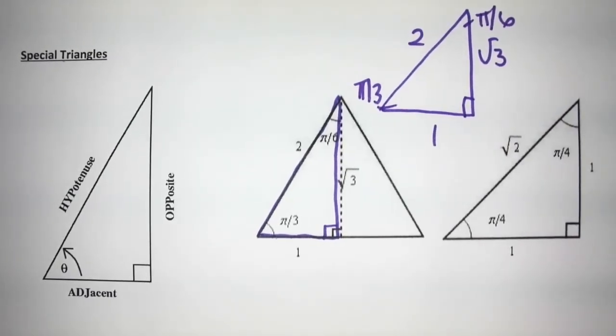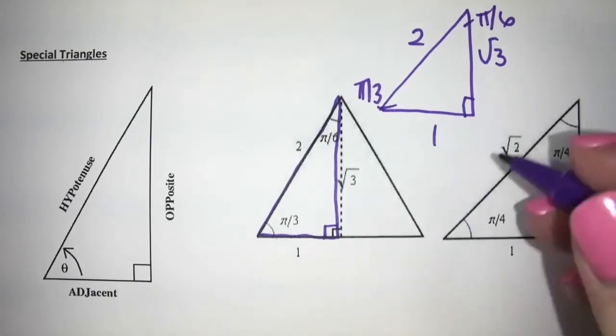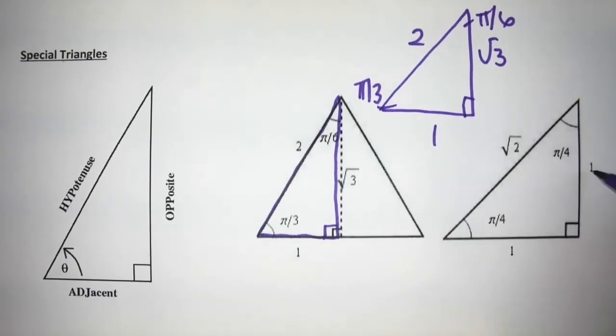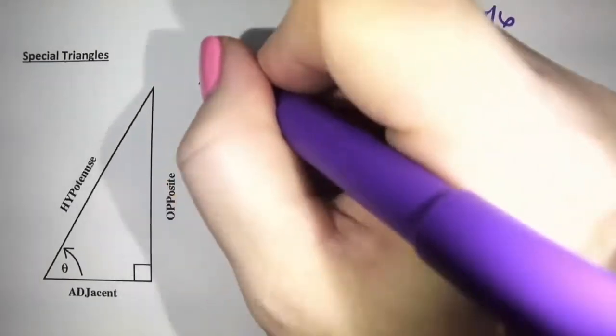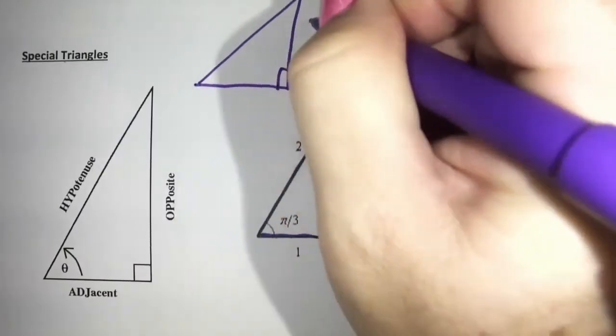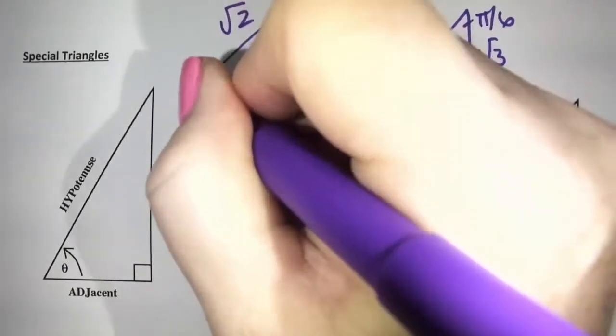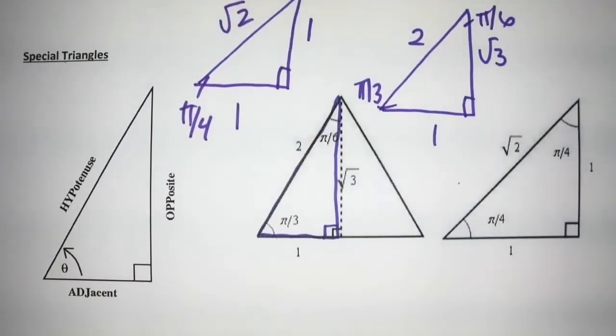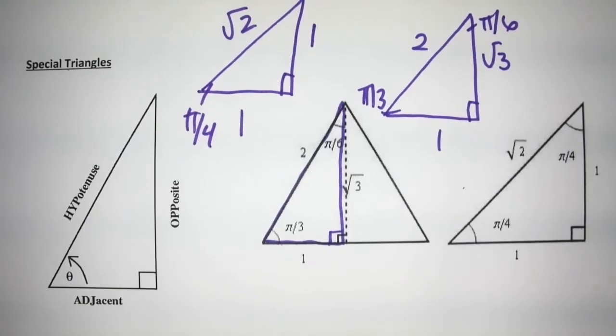The other one's a little easier because both angles are pi over 4. So this one, the angles are both pi over 4 at the top and bottom with the right angle here, and the sides are 1, 1, root 2. So again, if you want to draw that triangle, 1, 1, root 2, and both angles are pi over 4, but you only really need to work with the bottom one there.